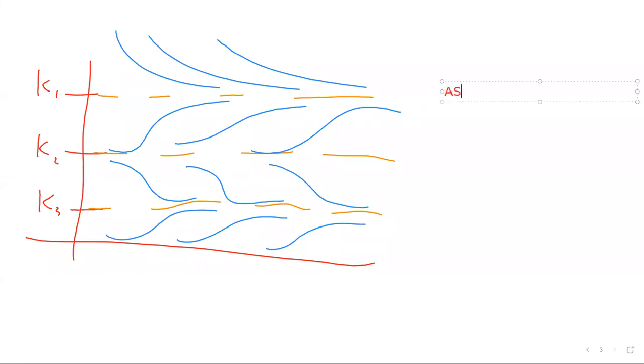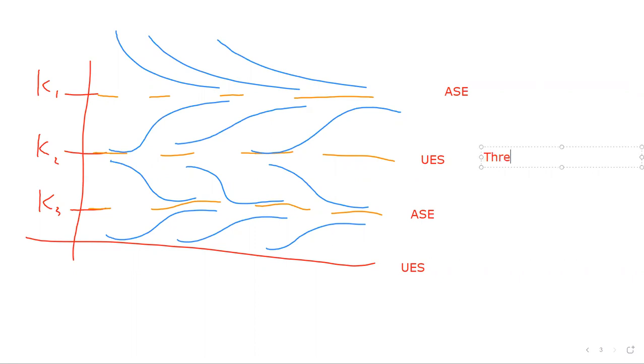So this is an asymptotically stable equilibrium. K3 will also be an asymptotically stable equilibrium because we have multiple things flowing to it. This one at K2 is an unstable equilibrium solution. And also down here at 0, an unstable equilibrium solution because only one thing goes to it.